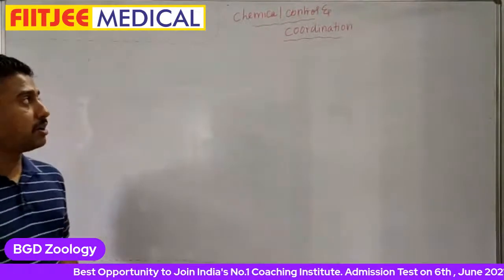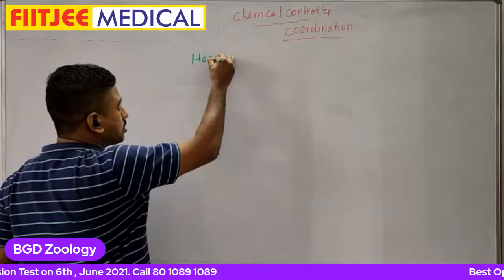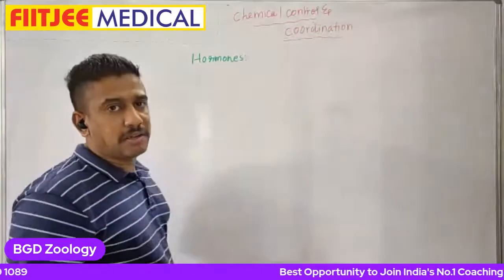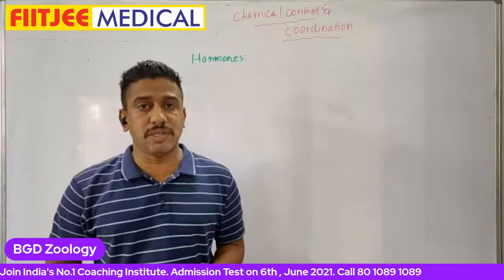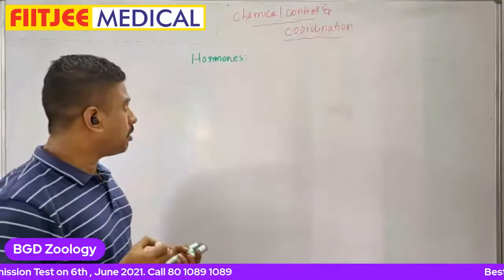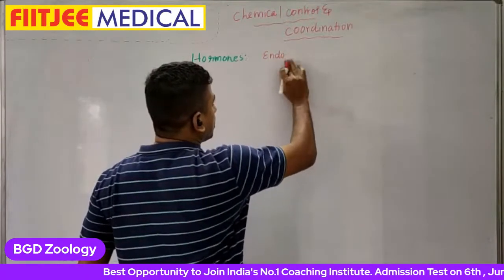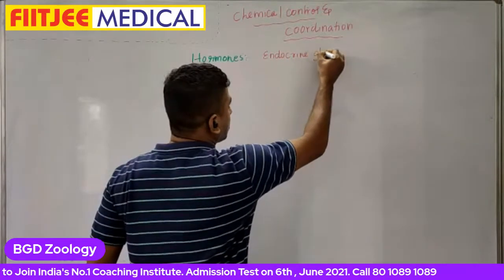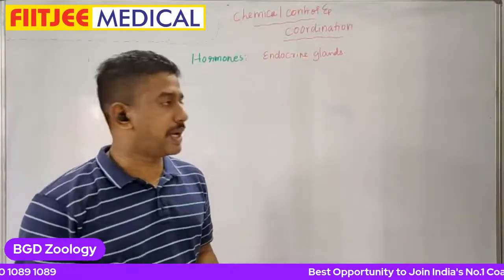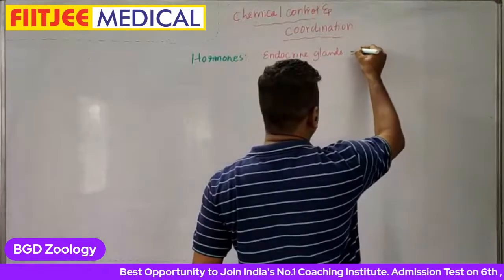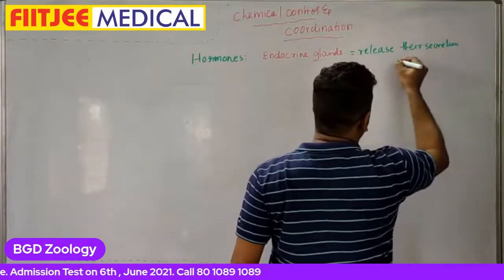You know that the mechanisms of the chemical control and coordination system depend on the hormones. Who is one of the main characters in the chemical coordinatory system? It is nothing but the hormones. The hormones work through the endocrine glands. Hormones will be produced by endocrine glands. You already know what endocrine glands are. Endocrine glands release their secretion directly into the blood.